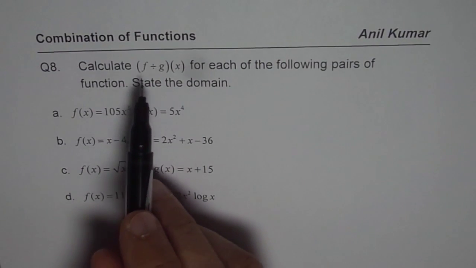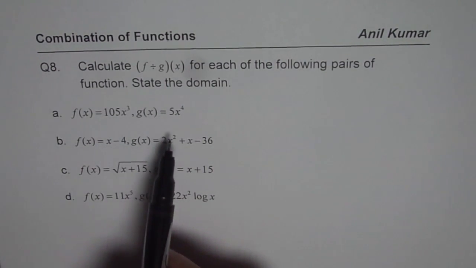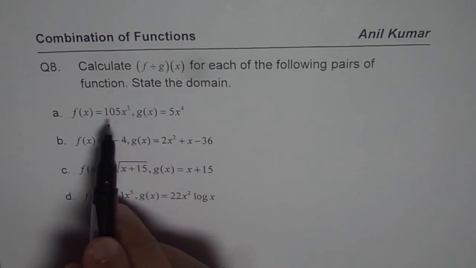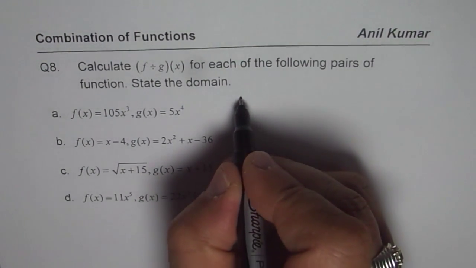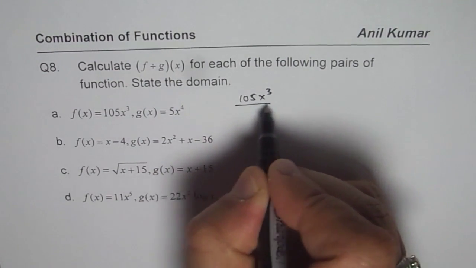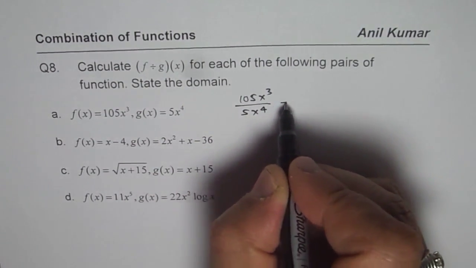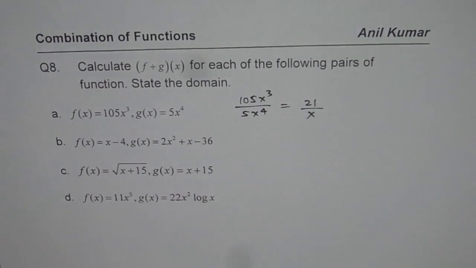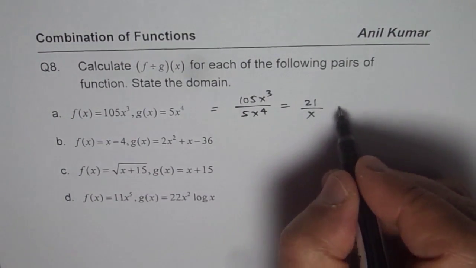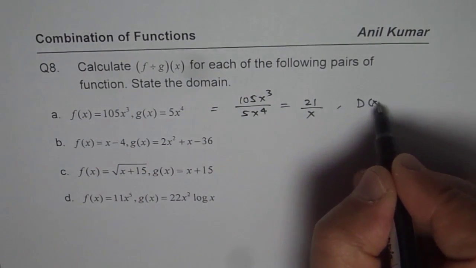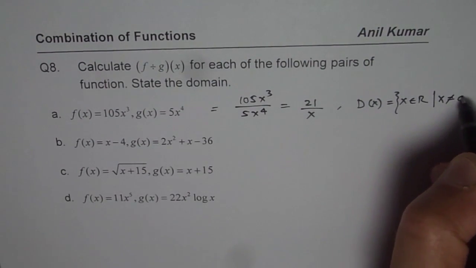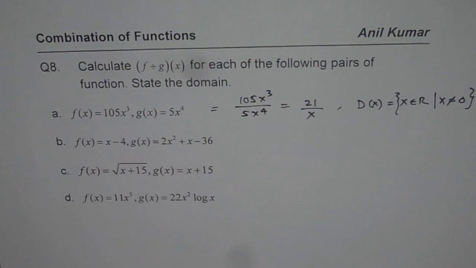So whenever we have f divided by g, that means we'll have something in the denominator, and that cannot be 0. So that adds to the restrictions on the domain, right? So the very first one, you have to divide 105 x cubed by 5x to the power of 4, right? So you can divide this. You get 21 over x. So that is what you get as the result. And here, as you can see, the domain is x belongs to real numbers, but x cannot be equal to 0, right? So that becomes the restriction for this function.